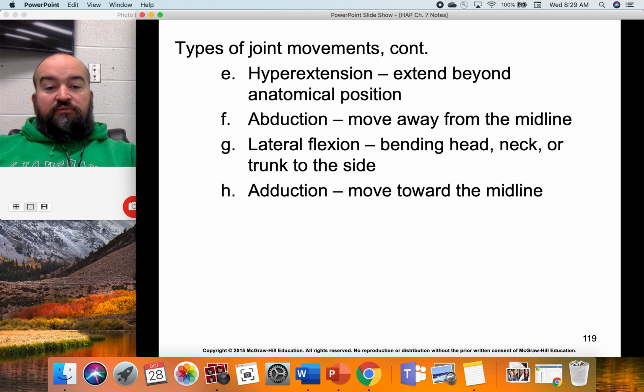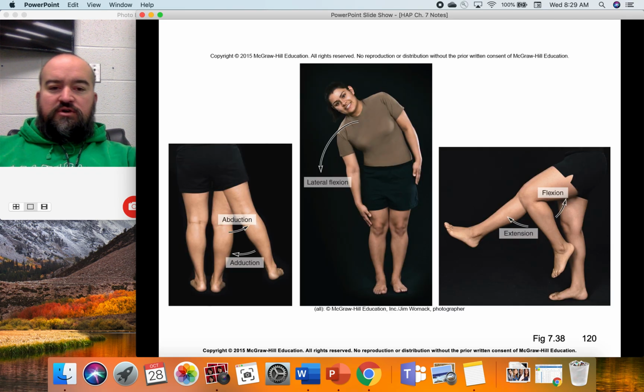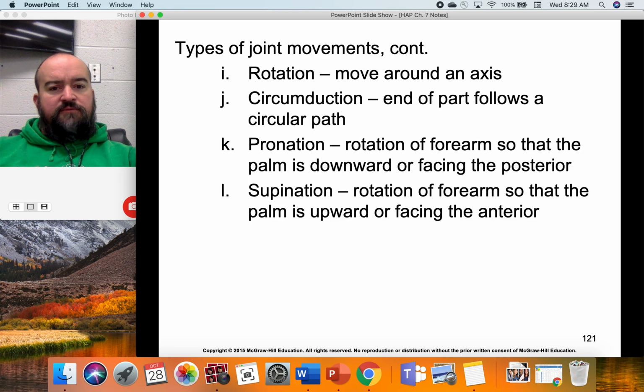Abduction is to move away from the midline. Abduct, like a child abduction, means to take the child away. If you hear that in the news, it helps me remember what that means, because adduction with a D is the opposite, to bring it back to the midline. Lateral flexion is bending the head, neck, or trunk to the side. You can see the pictures there.